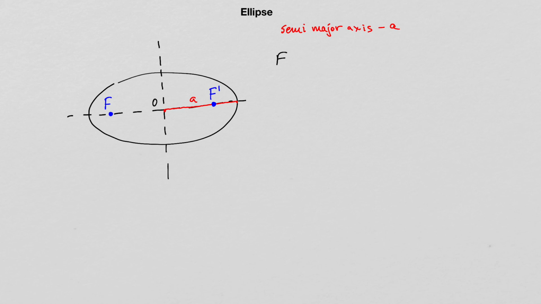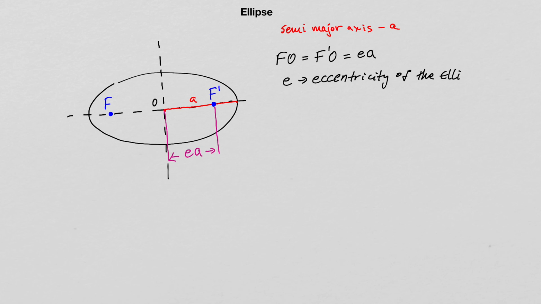so FO equal to F prime O, is equal to the product of the eccentricity of the ellipse and the semi-major axis A. So this distance right here is the eccentricity times the semi-major axis. E is the eccentricity of the ellipse. The eccentricity E is a measure of how unround the ellipse is.